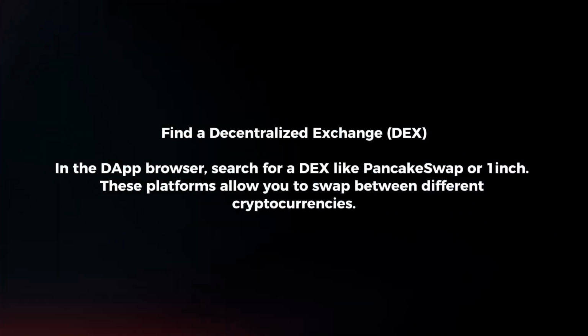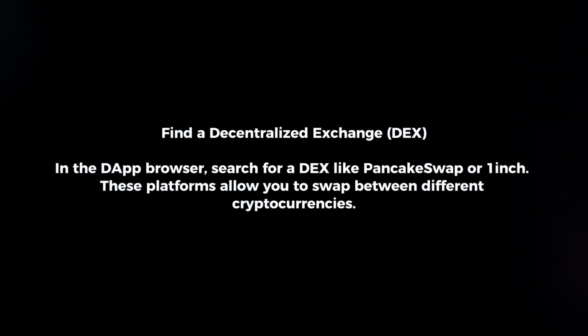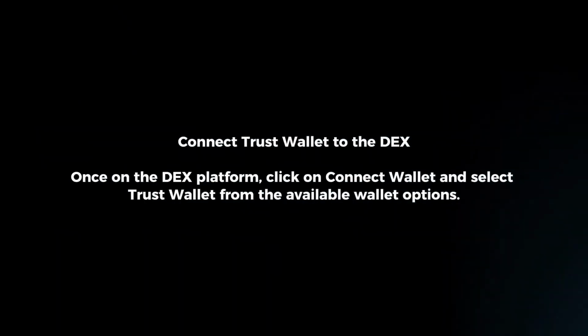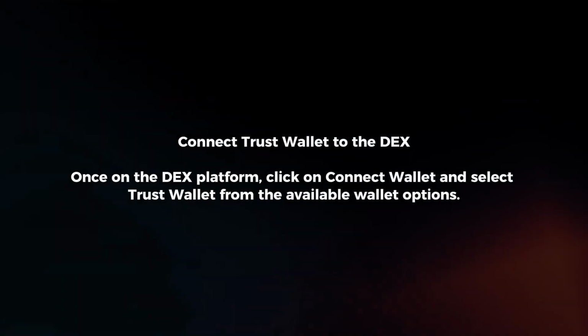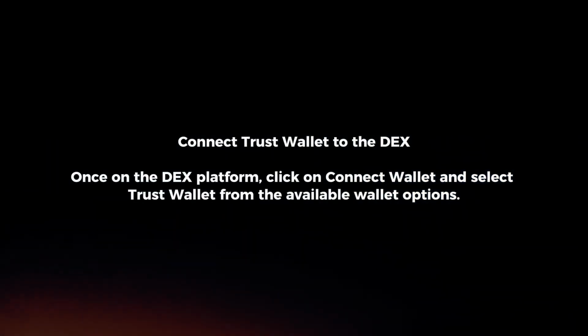Find the decentralized exchange. In the DApp browser, search for a DEX like PancakeSwap or 1inch. These platforms allow you to swap between different cryptocurrencies. Connect Trust Wallet to the DEX. Once on the DEX platform, click on Connect Wallet and select Trust Wallet from the available wallet options.